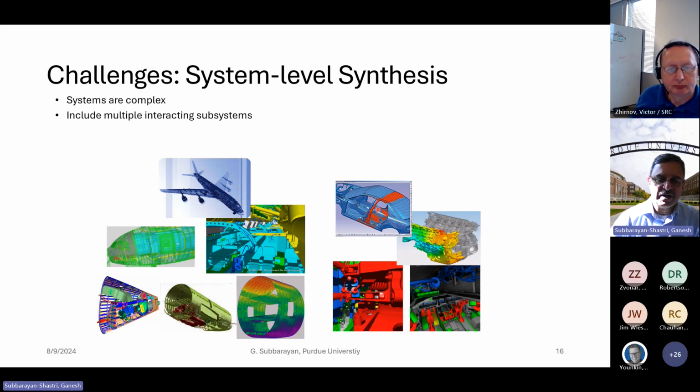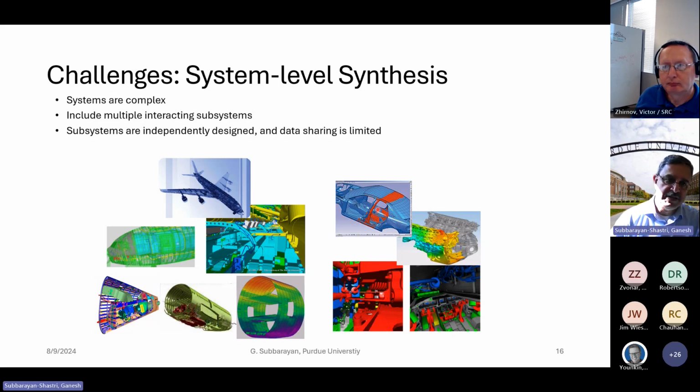They include multiple interacting subsystems. And subsystems are independently designed often, and data sharing is limited. Oftentimes, you might have an integrator-vendor type arrangement where the integrator does not want to share any data with the vendor, and the vendor does not want to share proprietary data with the integrator. So the data sharing is limited. You don't want to, for instance, pass back and forth your CAD models. And those are huge, and it doesn't make sense to share them back and forth.